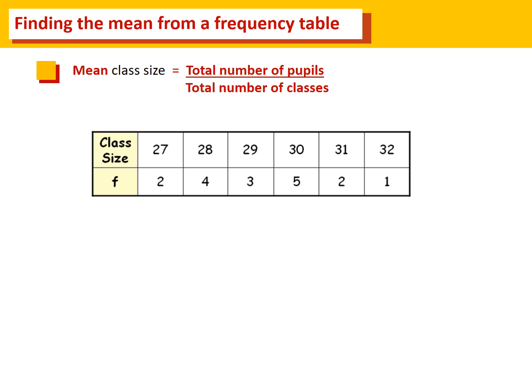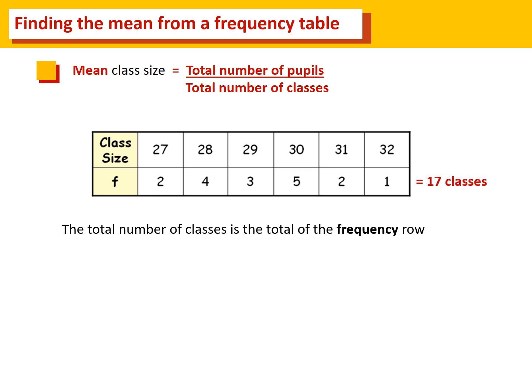Now, if we want to find the mean, which is a measure of the average number of pupils in a class, we need the total number of pupils altogether and divide that by the total number of classes. Well, the total number of classes is the total of the frequency row because we've got two classes at 27, four classes at 28, three classes at 29, etc. So in total, we've got 17 classes.